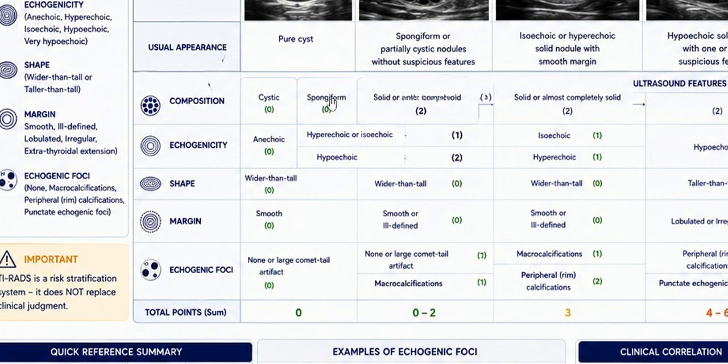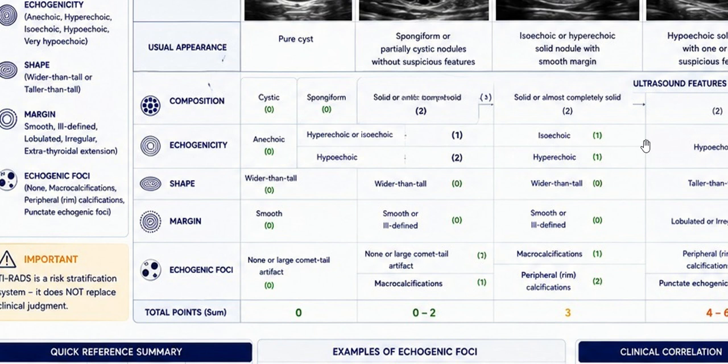Is it cystic? Is it spongiform? Is it solid or anechoic? Or is it solid or almost completely solid? So if your mass is solid, it means under composition you've got a score which is 2. So we move on to the next score. Under echogenicity, if it's anechoic or hyperechoic or isoechoic or hypoechoic. So if it's hyperechoic or isoechoic, the score is 1. If it's hypoechoic, the score is 2.